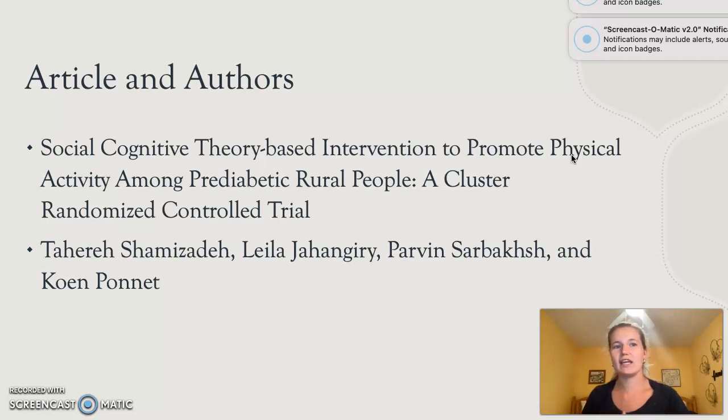So after researching and selecting specifically the social cognitive theory, I chose an article titled Social Cognitive Theory-Based Intervention to Promote Physical Activity Among Pre-Diabetic Rural People, a cluster randomized controlled trial. The authors of this trial were Tahera Shamazadeh, Laila Jahangiri, Parvin Sarbatshka, and Cohen Pone.